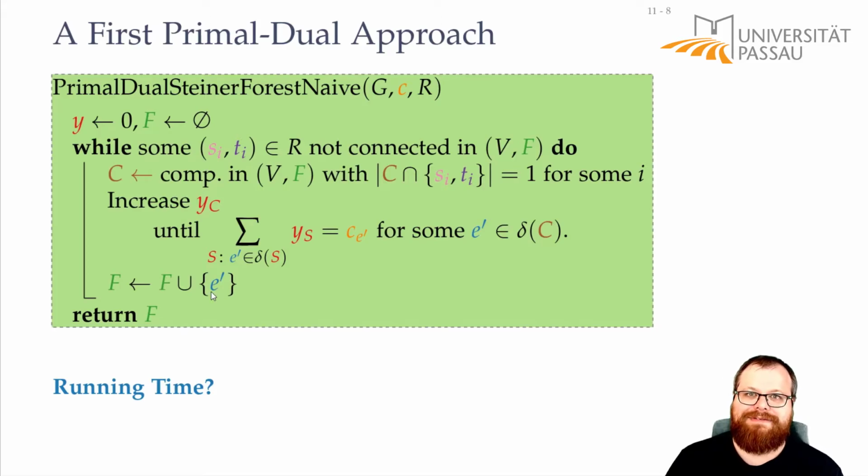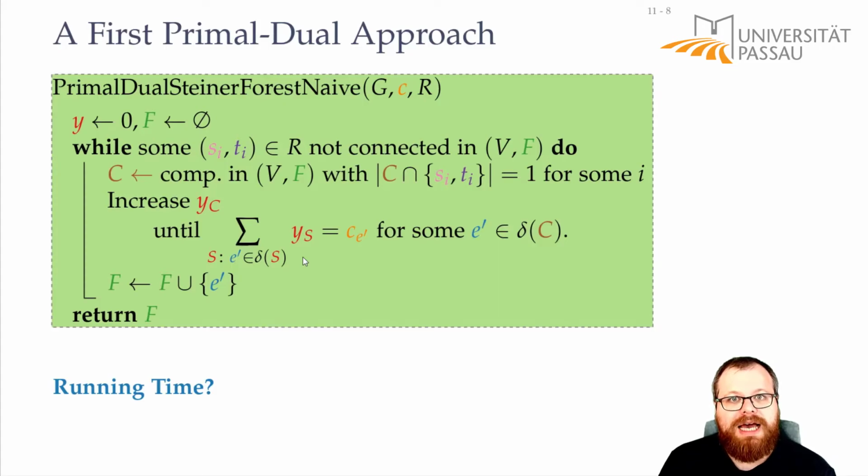How many edges do we have? There's only a polynomial number of edges in the graph. There's only a quadratic number. So it stops at the latest if we have added all the edges to F. That means we have at most n squared iterations here. And this check if there is some component that we can do in time corresponding to the number of terminal pairs. Everything inside here we can also do in time dependent on the number of edges on the boundary of this component. So this whole thing runs in polynomial time.